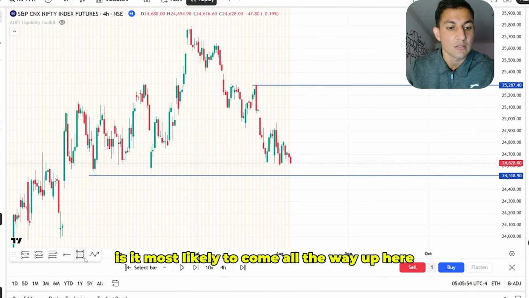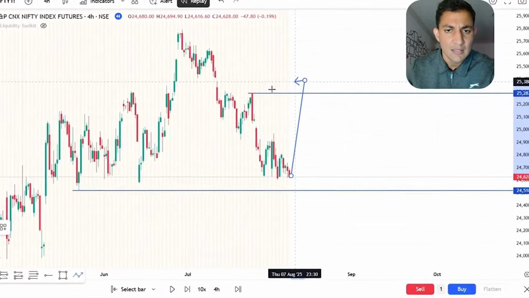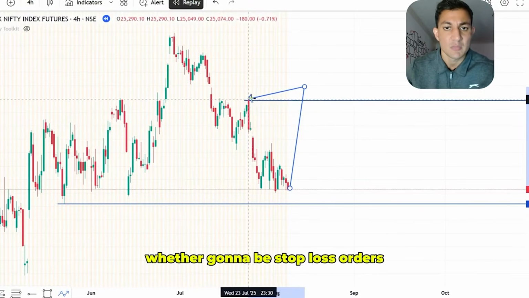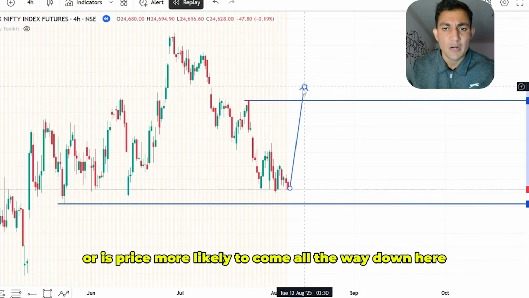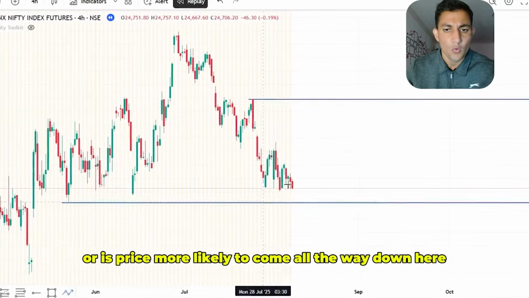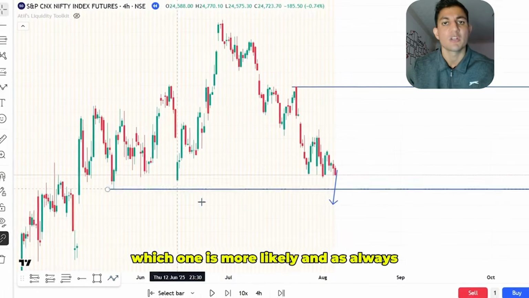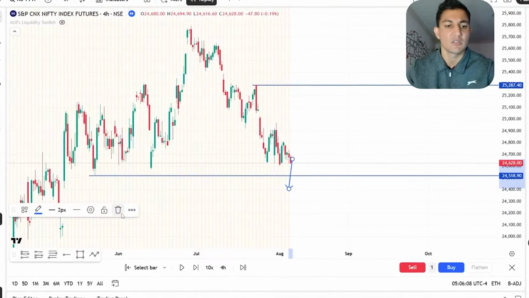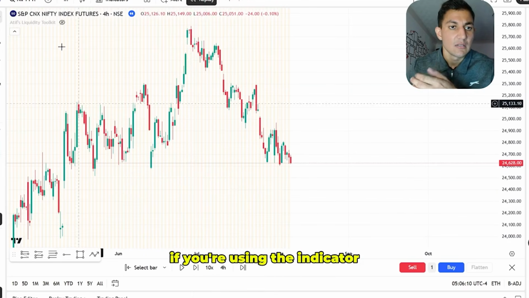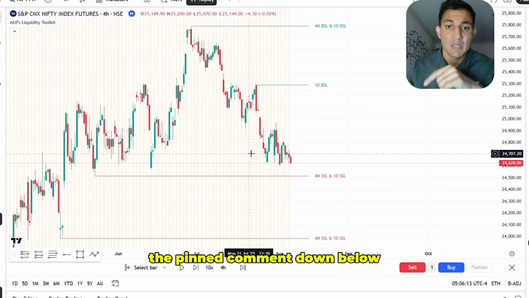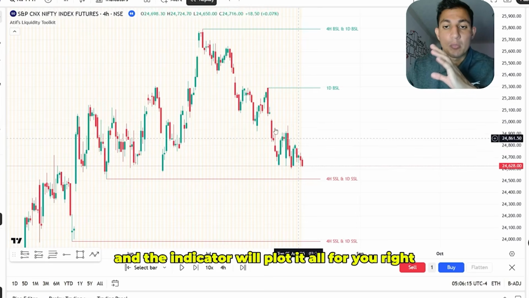Is it most likely to come all the way up here and take out this high, whether they're going to be stop loss orders, or is price more likely to come all the way down here and take out lows here and here? Which one is more likely? And as always, let me just clean these charts. If you're using the indicator, which you should be, and you can find it in the pinned comment down below, the indicator will plot it all for you, right?